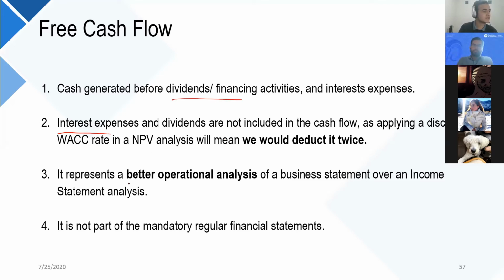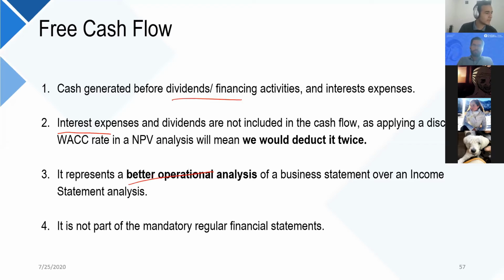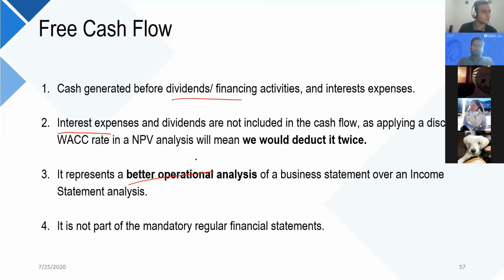Again, cash flow analysis is better than net income analysis because it shows you a better operational analysis of the business. And it's not a part of the mandatory financial statements, just as Felipe was saying. So if you do a free cash flow analysis, it's for investment purposes analysis.